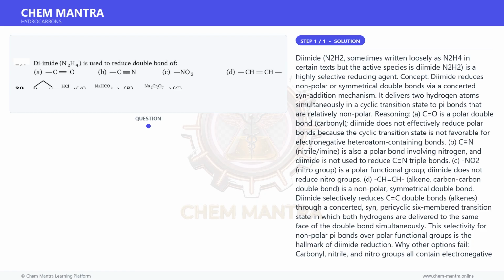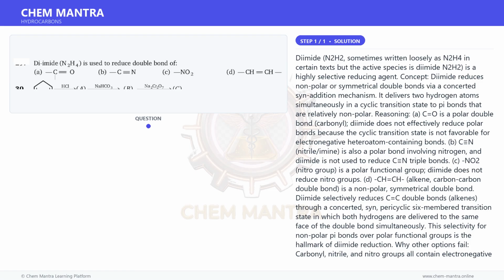D, CH=CH, alkene, carbon-carbon double bond, is a nonpolar, symmetrical double bond. Diamide selectively reduces C=C double bonds, alkenes, through a concerted, syn, pericyclic six-membered transition state in which both hydrogens are delivered to the same face of the double bond simultaneously. This selectivity for nonpolar pi bonds over polar functional groups is the hallmark of diamide reduction.